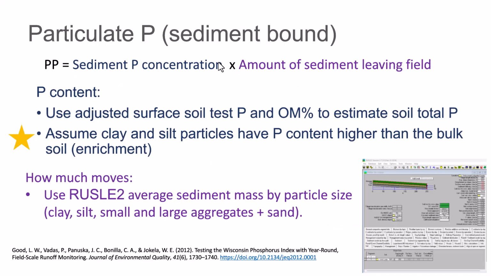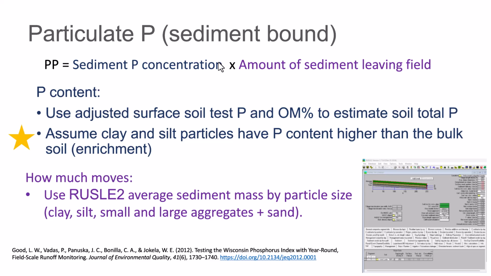Now let's start with the particulate-bound or sediment-bound phosphorus. I have a simplified equation at the top of this slide, and this is showing that to calculate particulate phosphorus, we need two important things. We need some idea of the phosphorus concentration in the sediment, and we need an estimate of how much sediment is leaving the field.